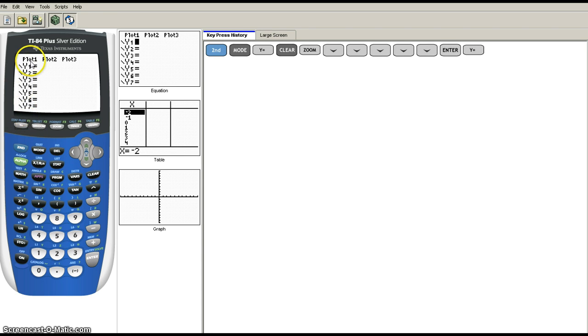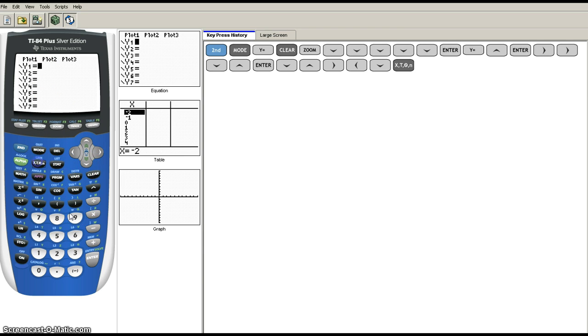Another thing on your y equals screen is make sure none of your plots are highlighted. If for some reason this was plotted and it's highlighted, you don't even have to hit graph, you're going to get an error. So if any of those are highlighted, just go up there with your up arrow, land on the one that's highlighted, hit enter, and it will unhighlight it. That way it's ready to be used for graphing. The plots work with the statistical part of a graphing calculator, and we're not going to do that in this class.